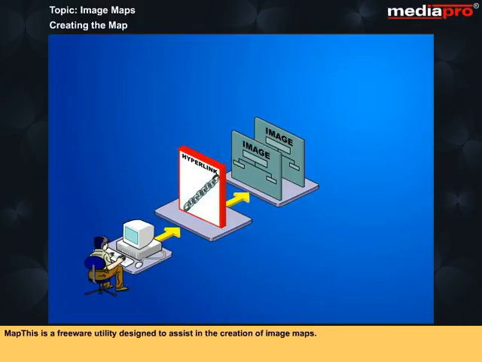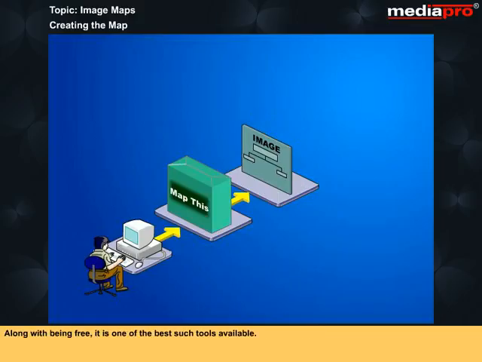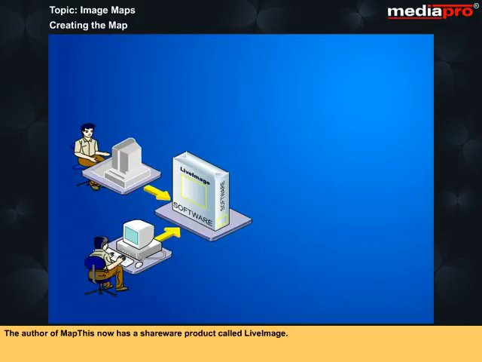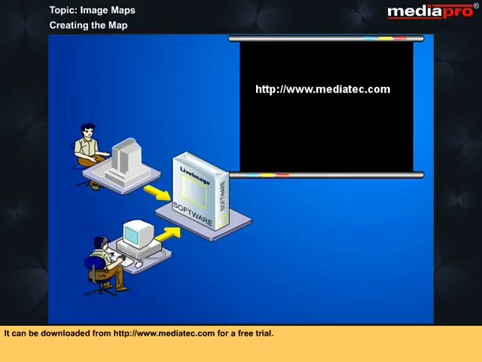MapThis is a freeware utility designed to assist in the creation of image maps. Along with being free, it is one of the best such tools available. The author of MapThis now has a shareware product called Live Image. It can be downloaded from http://www.mediatek.com for a free trial.